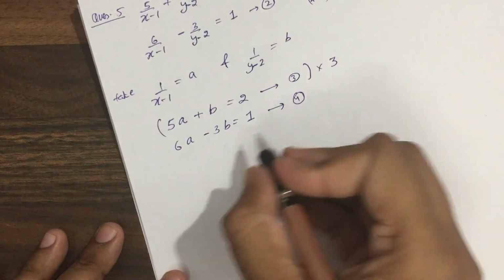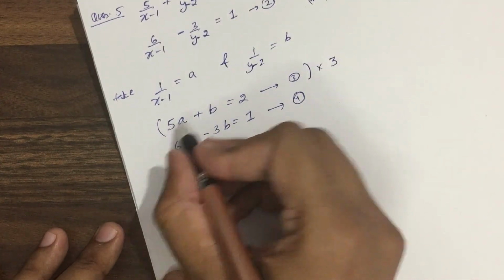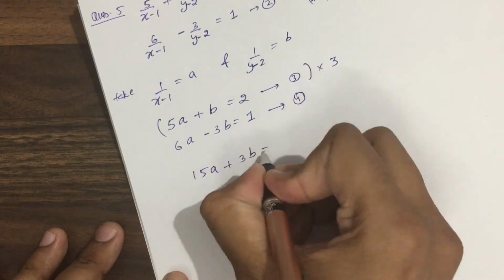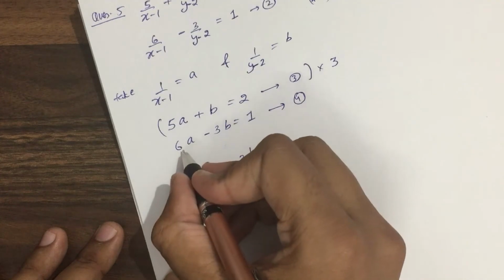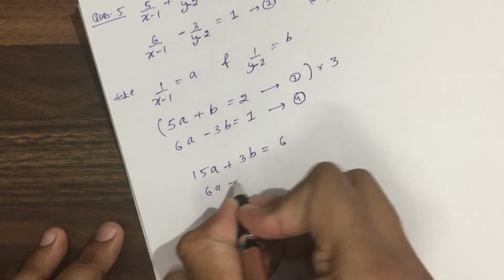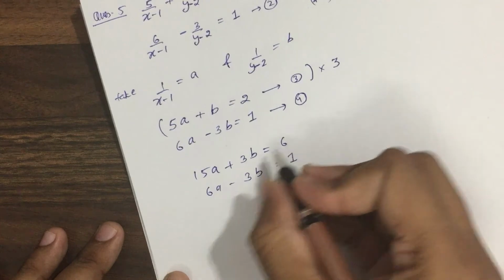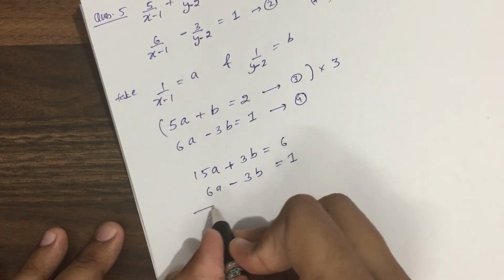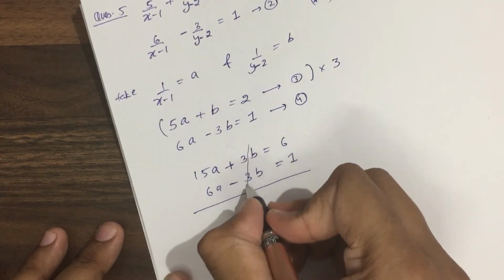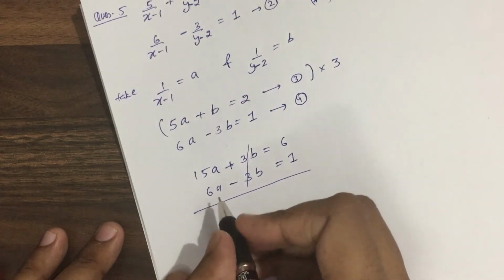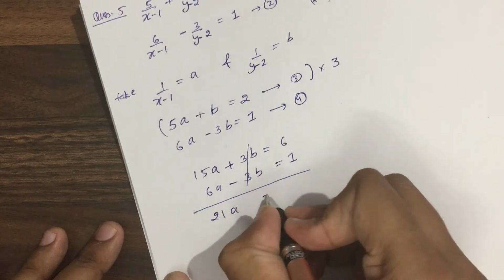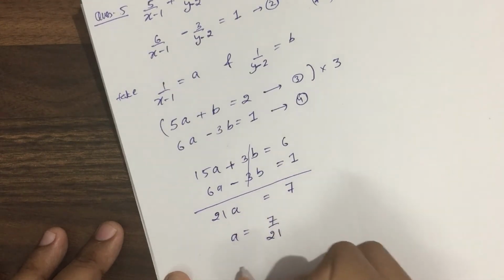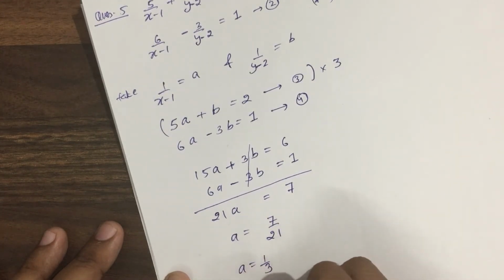Okay. So now how will the equations look? 5 times 3 is 15a, 15a plus 3b equal to 3 times 2 is 6, and we write this equation as it is, 6a minus 3b equal to 1. Now here the signs are opposite, so we need to add these equations. So directly b will be cancelled. 15 plus 6 will be 21a equal to 6 plus 1, 7. a equal to 7 upon 21, then a equal to 1 upon 3.